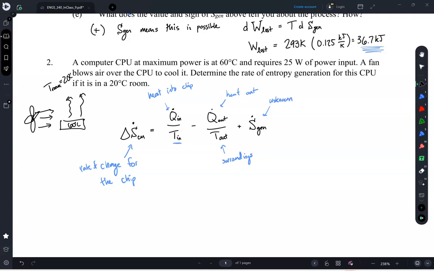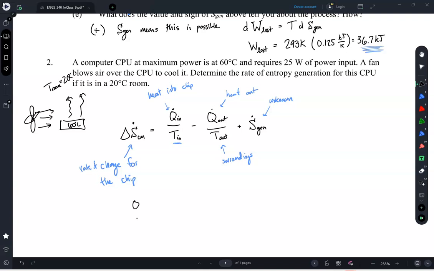Right, so setting up the problem is a little bit weird. We have heats and temperatures. You know, you get most of the way there just by finding a heat, putting it over a temperature, and away you go. But this hopefully helps you organize things a little bit better in your head. Now we can start to fill in these different terms. The first one is the rate of entropy change for the chip. That is 0 because the chip is not changing temperature, right?